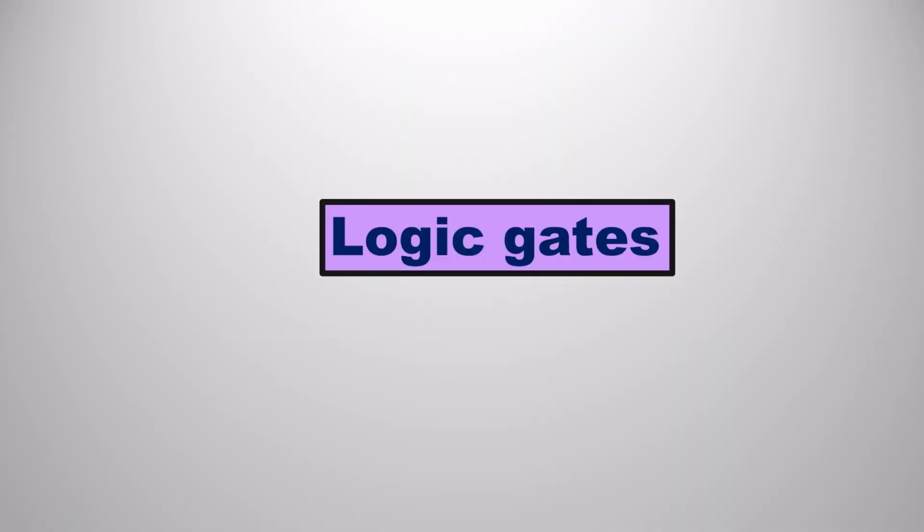Hi everyone, in this video we are going to learn about logic gates, the basic building blocks of digital electronics. I will explain 7 important gates: AND, OR, NOT, NAND, NOR, XOR, XNOR gates. For each gate we will look at its symbol, truth table and logic expression as well.